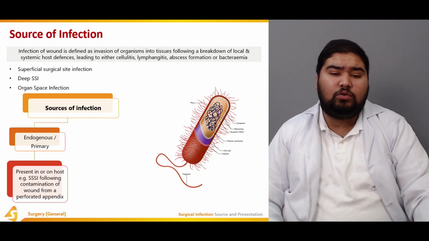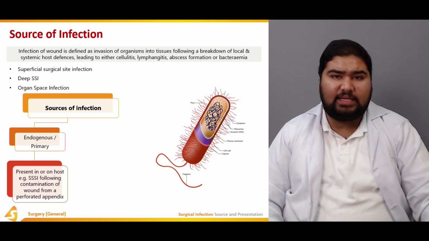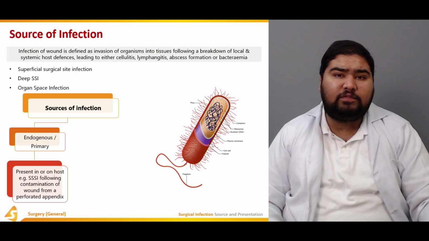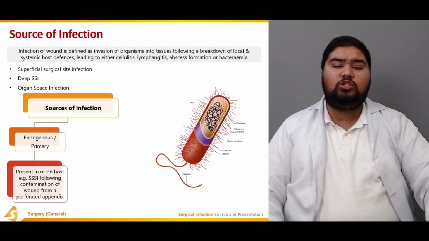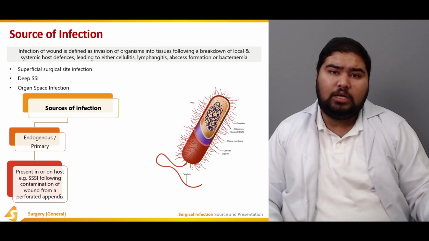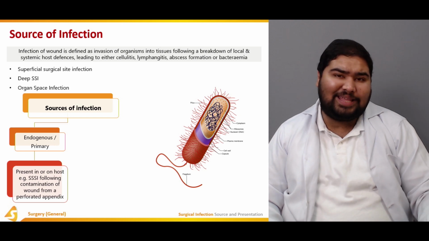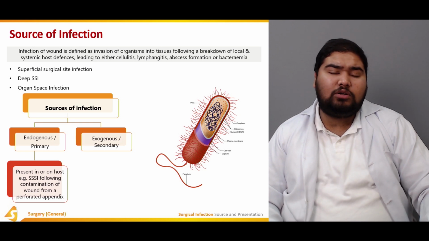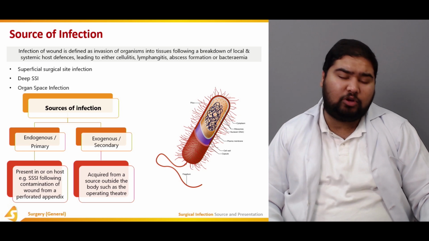Now, the sources of infection can be endogenous or primary. Endogenous or primary source is present in the host or on the host. For example, a surgical site infection which follows contamination of a wound from a perforated appendix. So in primary or endogenous source of infection, the source was present already within the patient himself, in this case the perforated appendix.